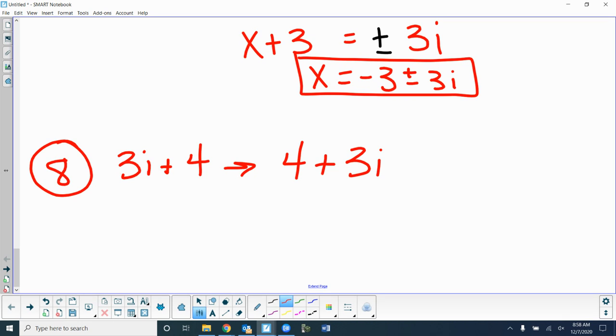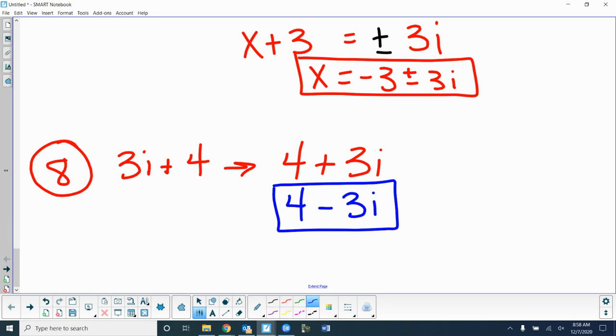Then all you gotta do for the conjugate is change the sign between them. So that's just 4 minus 3i. Okay? Questions so far? We're going too fast? Coming back to you a little bit, hopefully. Been a long chapter.